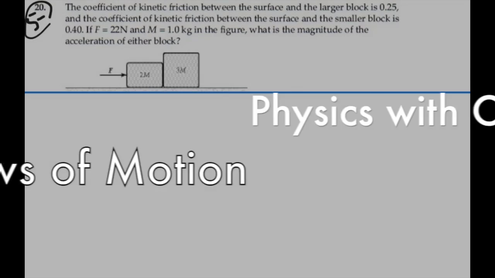Here's problem 520. The coefficient of kinetic friction between the surface and the larger block is 0.25, and the coefficient of kinetic friction between the surface and the smaller block is 0.4. If F is equal to 22 newtons and M is 1 kilogram in the figure, what is the magnitude of the acceleration of either block?